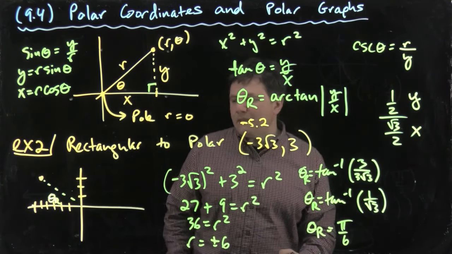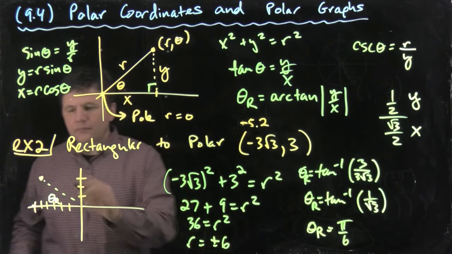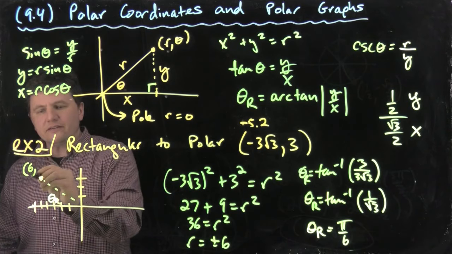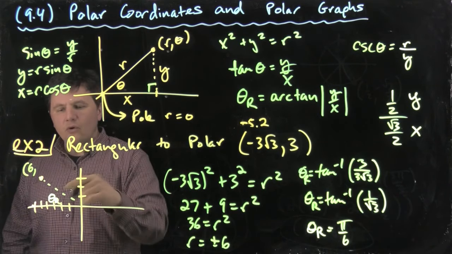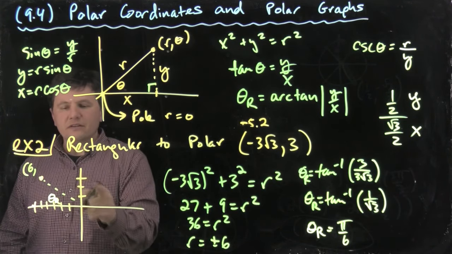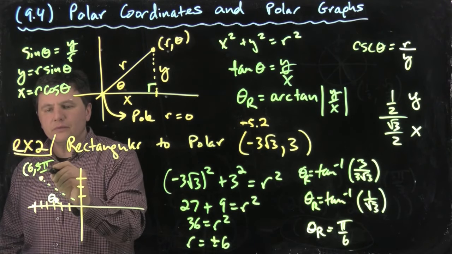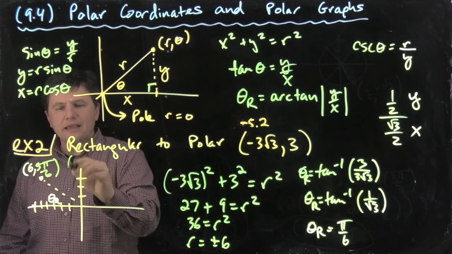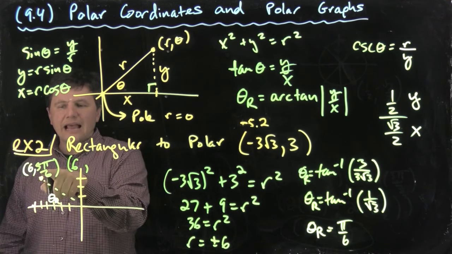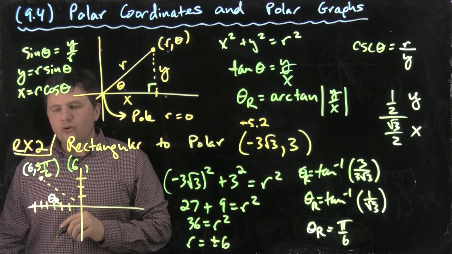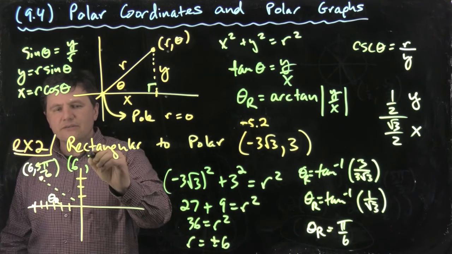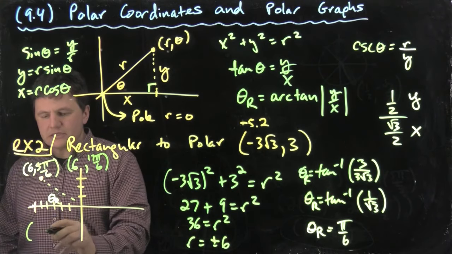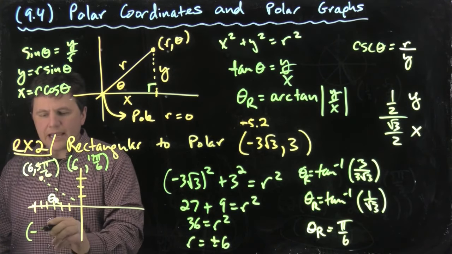So one way to describe this point would be using the positive r, which would be 6, and the reference angle being pi over 6 means that this is going to be 5 pi over 6. So that's one way to do it. I could also take that and add another 2 pi, so that would be 17 pi over 6. Another way to do that is to call this a negative 6.